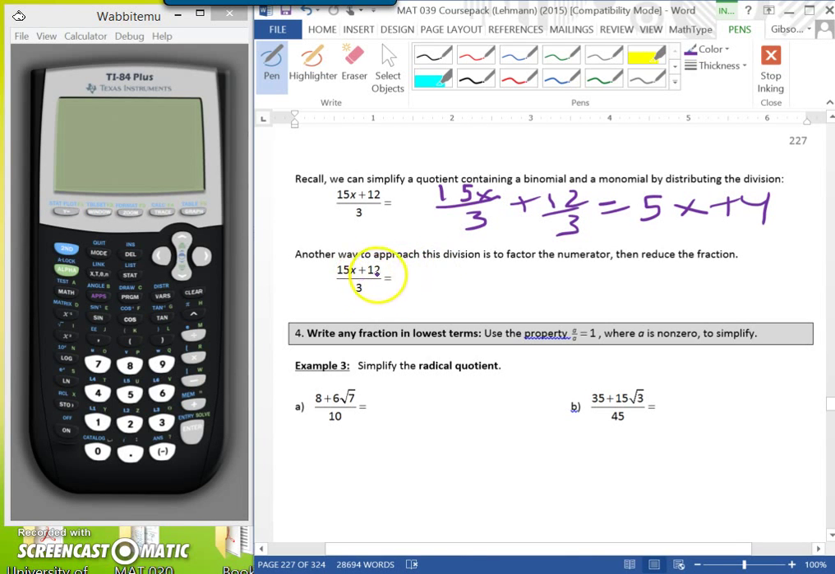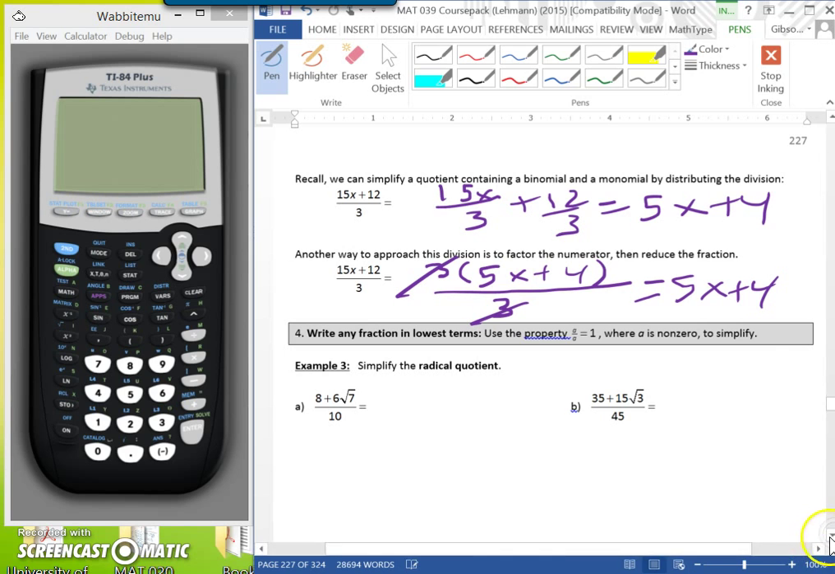Okay, class, picking up where we left off, we have another way to approach this division, which is to factor the numerator, then reduce the fraction. 15x and 12 both have 3 in common. So we will factor out a 3, and we'll be left with 5x plus 4 in parentheses, and that will be all divided by 3. These 3's will simplify out and leave 5x plus 4, and that will be the final answer.